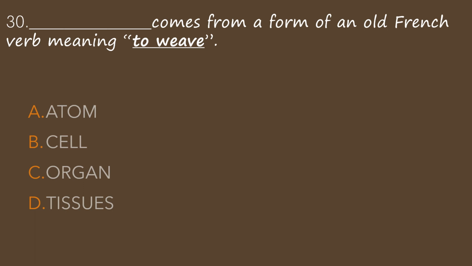Number 30. Blank comes from a form of an Old French verb meaning to web. A. Atom. B. Cell. C. Organ. And letter D. Tissues.